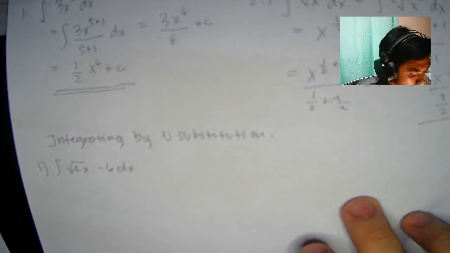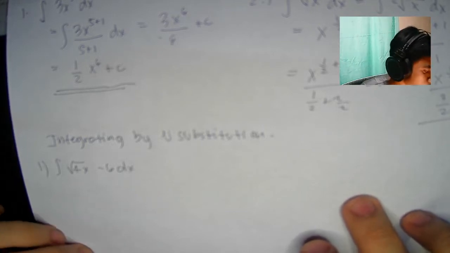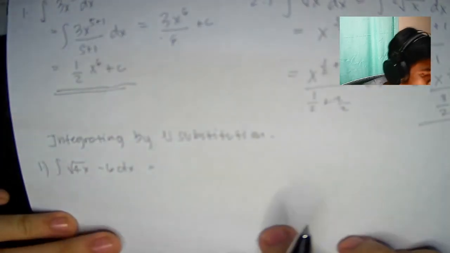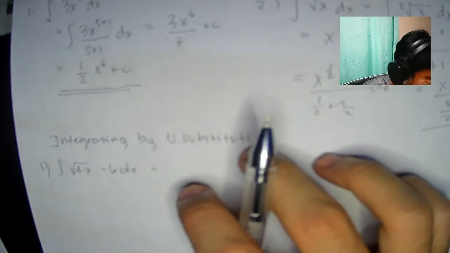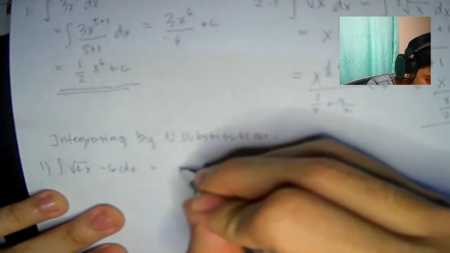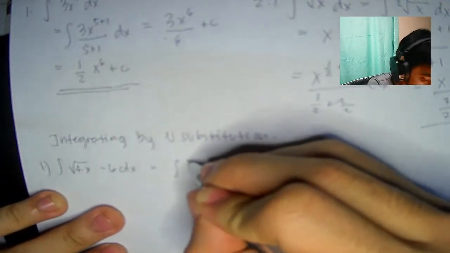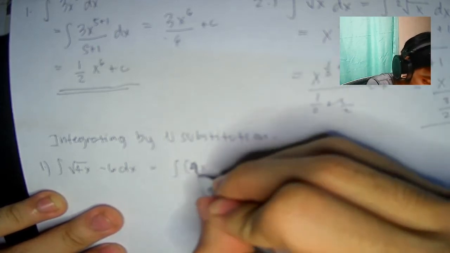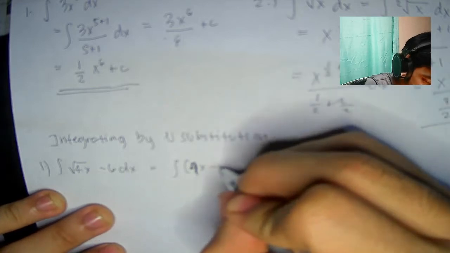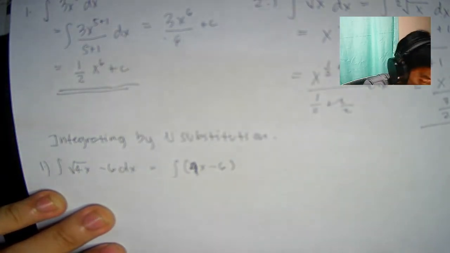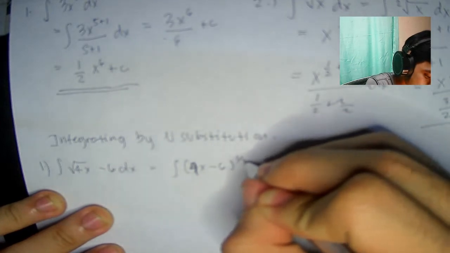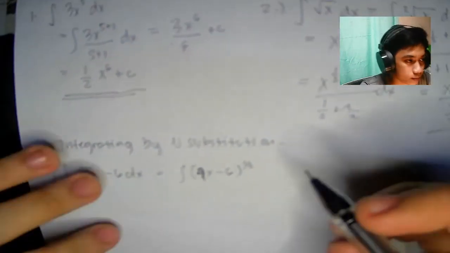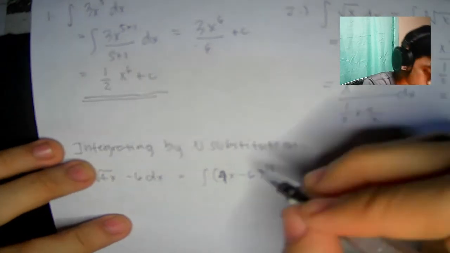So you'll have here 4x minus 6. So we could turn it into the integral of 4x minus 6 with an exponent of 1/2. So exponent of 1/2, this is 1/2.